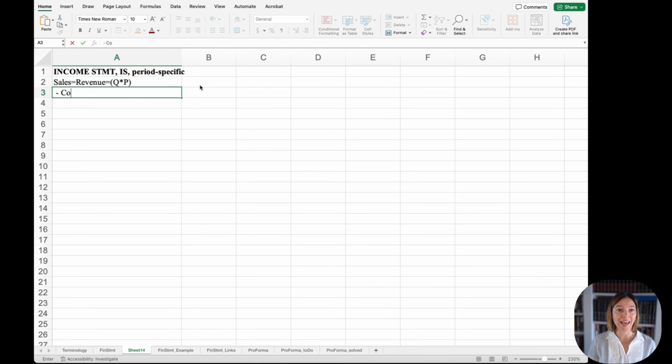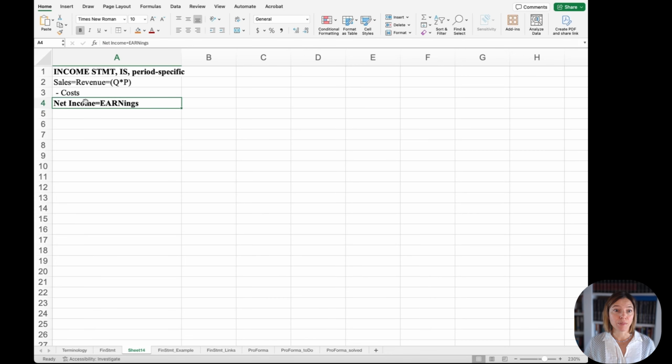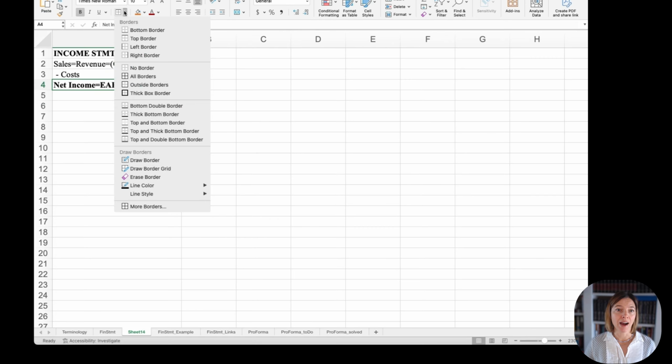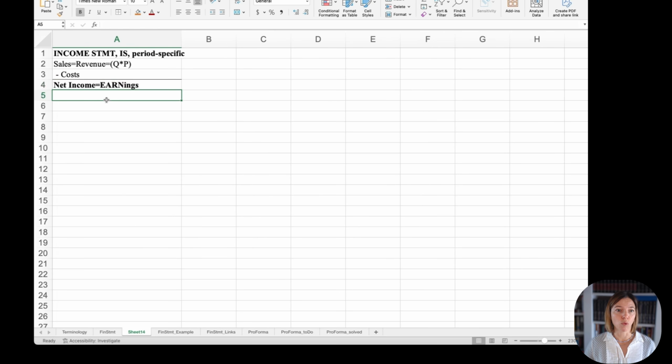So from your sales, you subtract the costs. And there's many different costs, we'll cover them. And really that gives you your profit line, or we call it net income, also known as earnings. And this is your basic income statement. This is the biggest sub-summary there. So I'm going to create this line here under the border. I'm going to do a top border so that we know this is our main sub-summary.